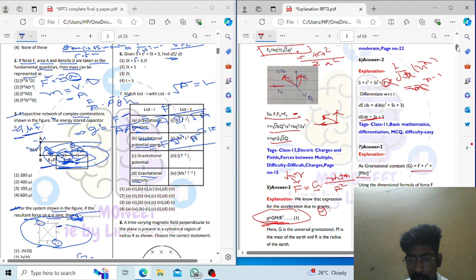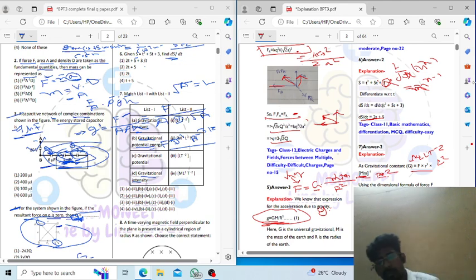The dimension of force is MLT⁻², and r² will become L². So if you calculate it, it will become ML³T⁻² divided by M². So it will become M⁻¹L³T⁻². So this is the dimensional formula. Just remember one thing: the dimensional formula for force is MLT⁻². This is from the F = ma equation.